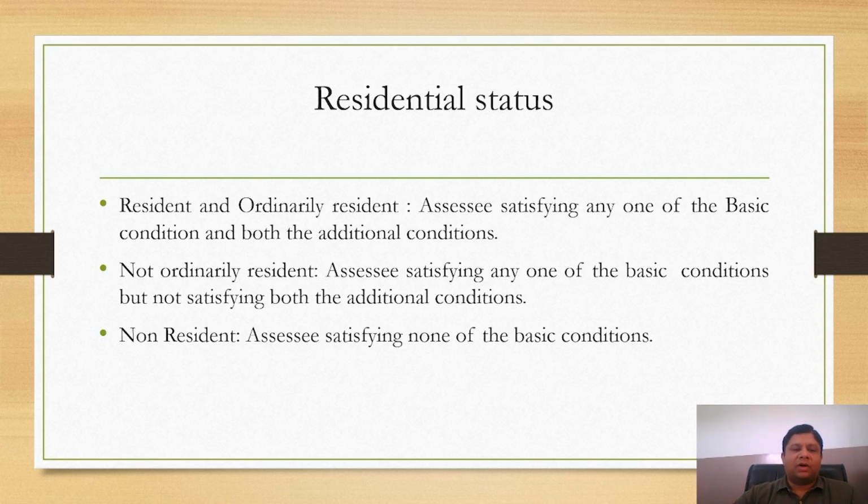Second, not ordinarily resident: an assessee satisfying any one of the basic conditions but not satisfying both the additional conditions. So if we have to judge the status of a person, and one basic condition is fulfilled and any one of the additional conditions is fulfilled or not, then the person is said to be not ordinarily resident. Third category is non-resident. An assessee satisfying none of the basic conditions will be treated as non-resident.